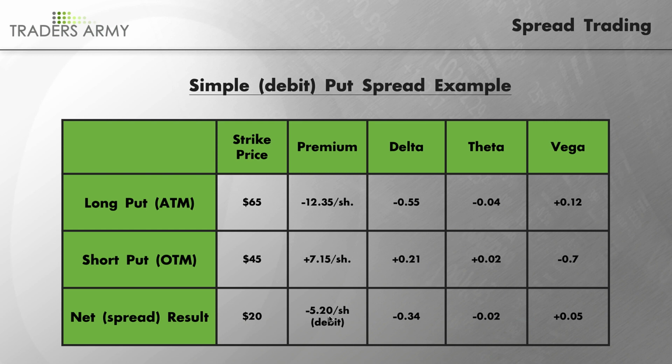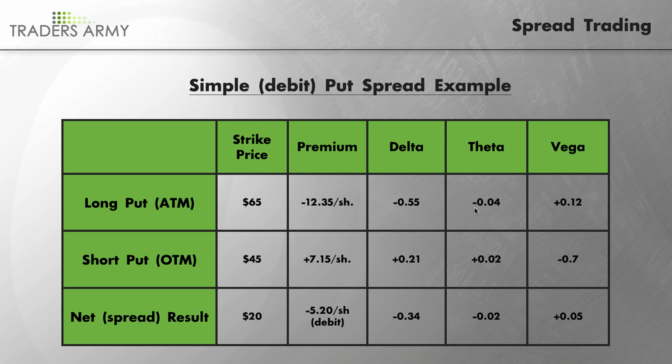Now look at what happens to our net delta, our theta, and our vega. So look at the long position all by itself. The long position on the delta is a negative position when you buy a put, which means you need the stock to go down. If the stock price were to go up, this would negatively impact the position.